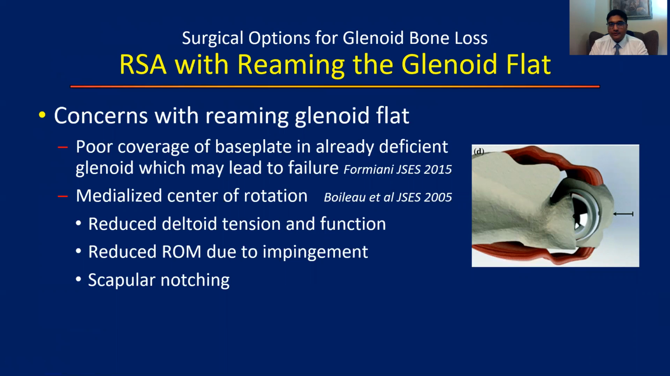Looking at the first option with reverse shoulder arthroplasty, which is reaming the glenoid flat, there are specific concerns with this technique. First is poor coverage of the base plate in an already deficient glenoid, which may increase the chances of base plate failure. Second is a medialized center of rotation, which can lead to reduction in muscle strength, reduction in range of motion, and issues with scapular notching.